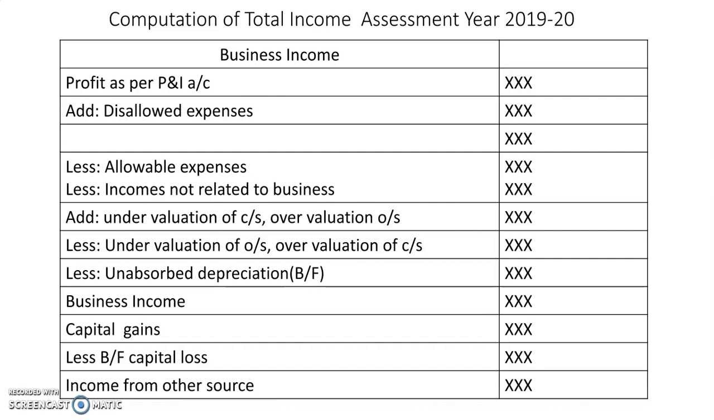These are the basic rules you have to follow at the time of computation of the total income of a company. First, how to calculate the business income. As per these rules, you have to calculate the business income of a company. To calculate business income, you take as the base the profit given in the profit and loss account, which we call the net profit. Whatever net profit is given in the profit and loss account, you take that as the base.